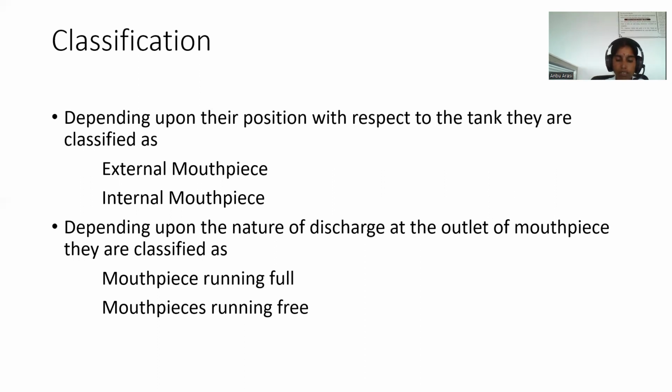A mouthpiece is a short length of a pipe which is 2 or 3 times its diameter in length. If this pipe is fitted externally to the orifice, the mouthpiece is called an external mouthpiece. In problems, we see this for orifice and mouthpieces problems.